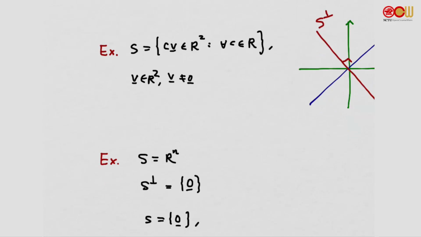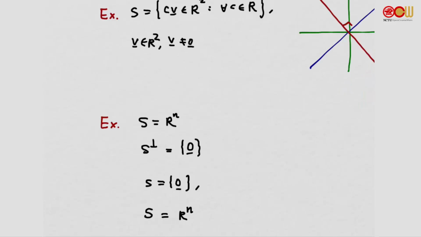How about the case that S is this set? There's only one vector, and that's the zero vector. What would be S perp? Well, in this case, any vector in Rn is orthogonal to the vector in S. So S perp is Rn.